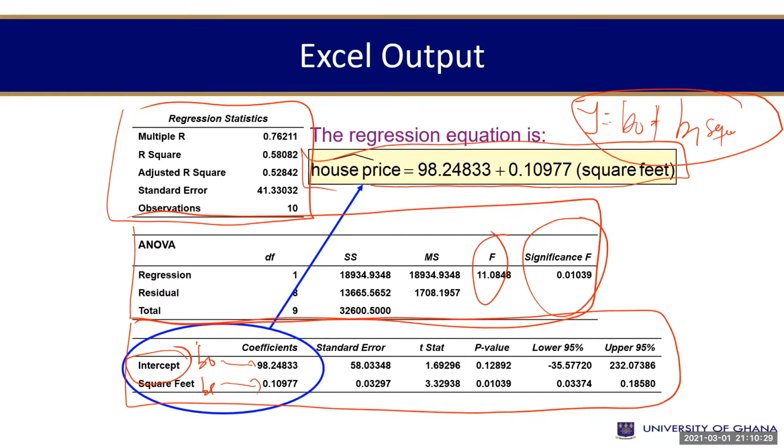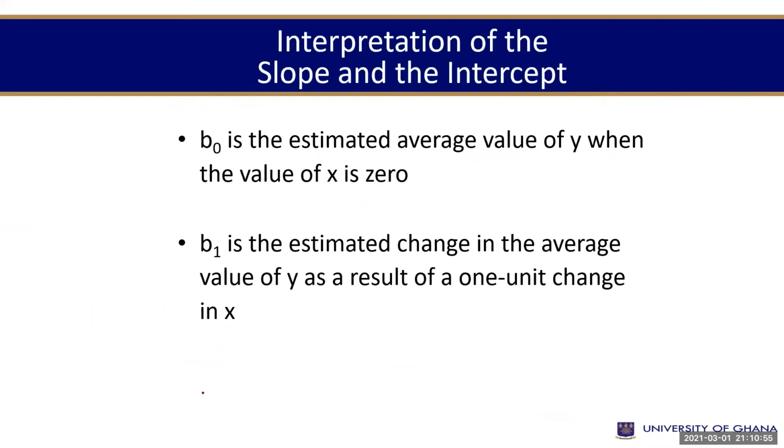So if I ask you to write the regression equation based on this output, you come to the last table, the coefficient table, and look for the intercept value plus that is the B naught, and B1. We explain that B1 actually will tell you exactly the estimated change in the value of what? Y as a result of a unit change in X.